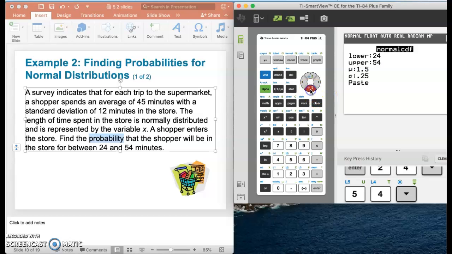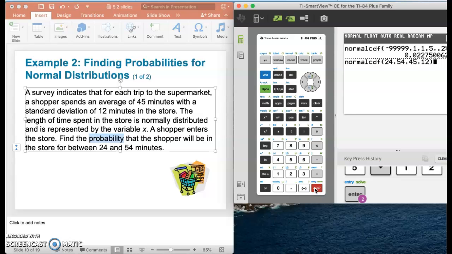And then our mean is 45. And our standard deviation is 12. Enter and then enter again. And enter one more time. And you can see you get a probability of 0.7333.